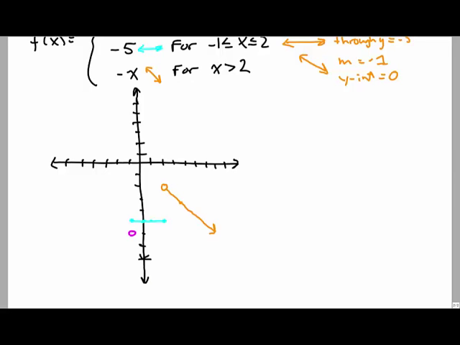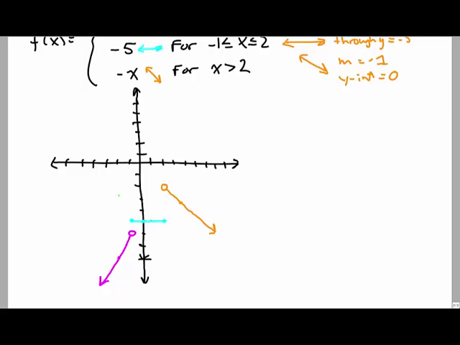So if I include that, it would be this point. That would be this part of my line. So this is the piecewise function represented by this f of x up top.